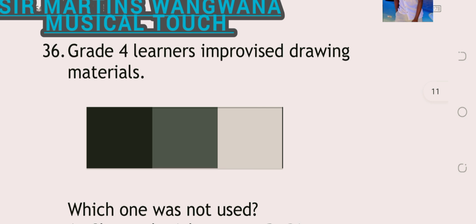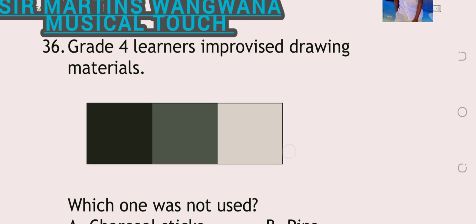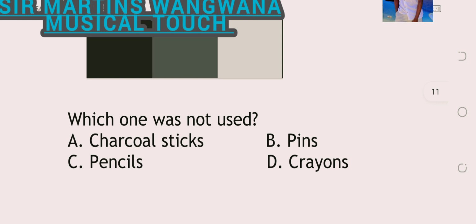Then number 36, grade 4 learners improvised drawing material. Which one was not used? We have A, charcoal sticks, B, pins, we have pencil, we have crayons. Of course, pins were not used there.